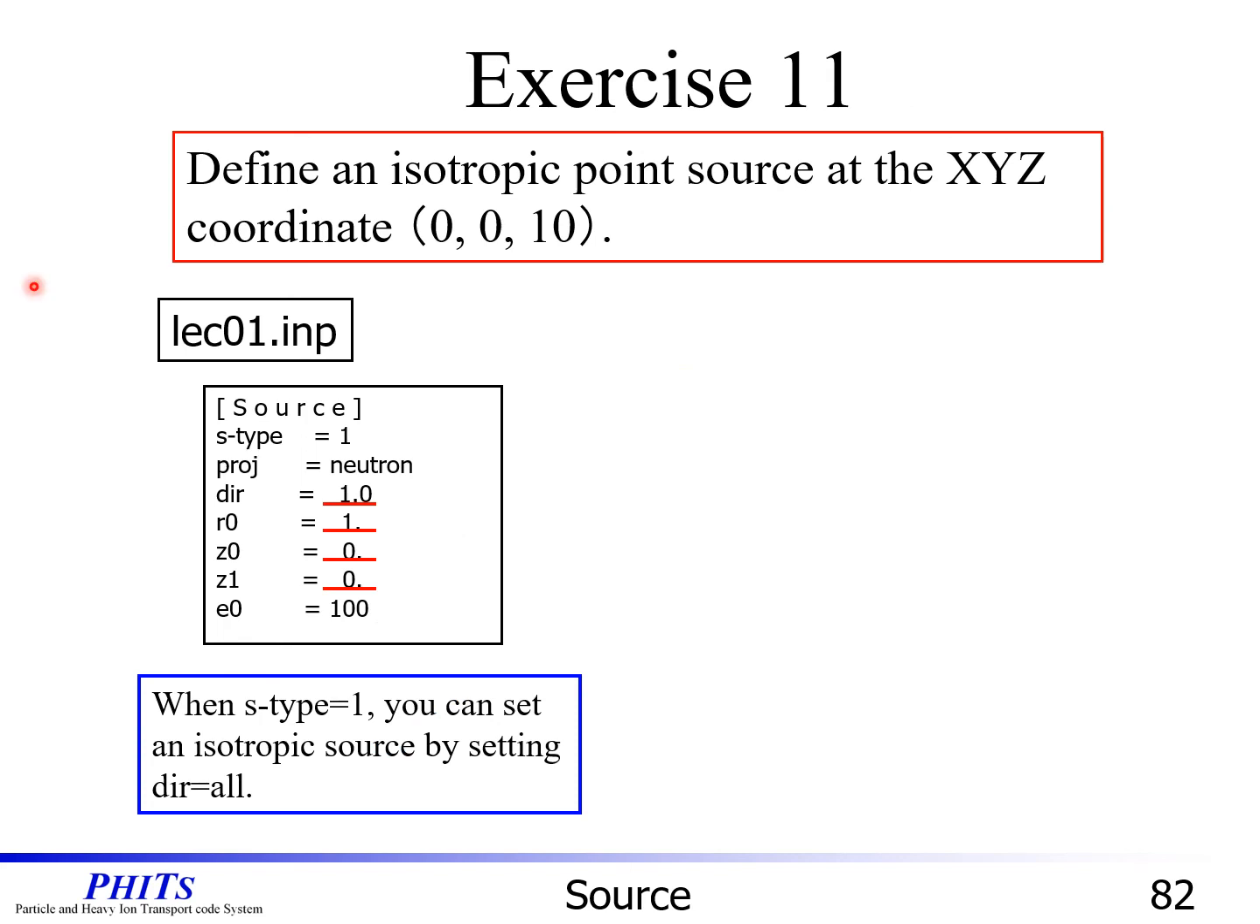Let's move on to the next exercise. Please define an isotropic point source at the xyz coordinate 0, 0, 10. Please change 4 parameters above the red lines. When S-type equals 1, we can define an isotropic source by setting dir equals all.